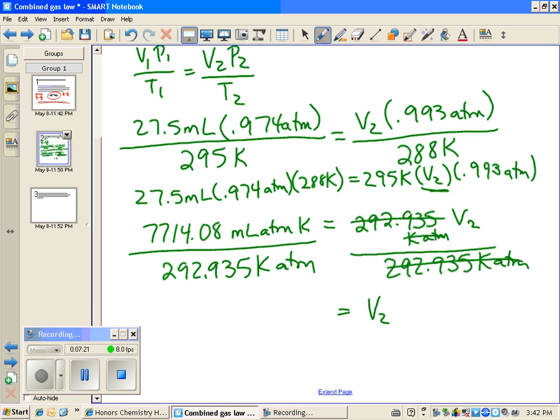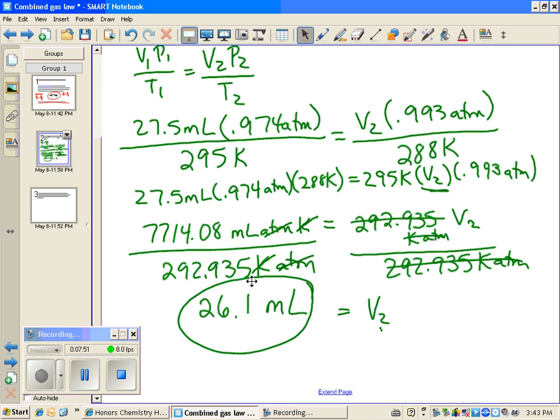Over here, 7714.08 divided by 292.935 equals 26.1337, and it's a long number, so I'm just going to say 26.1. Look what happens. Atmosphere cancels out, Kelvin cancels out, milliliters is the only thing left. Milliliters should be your volume unit, so that is my answer. So that's how I do that one.